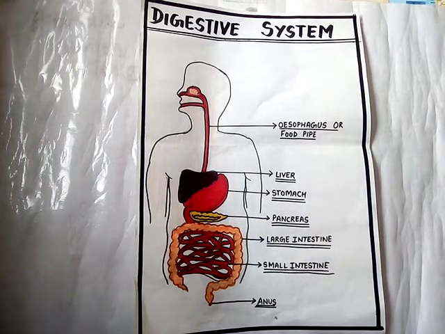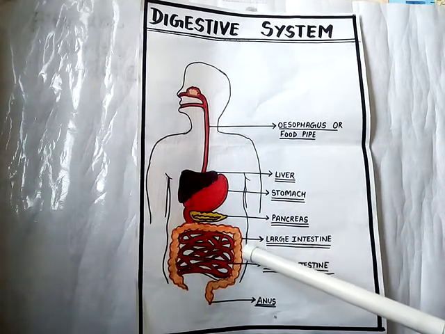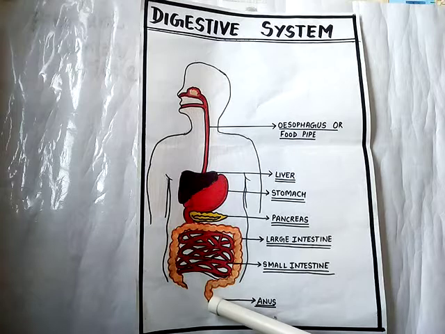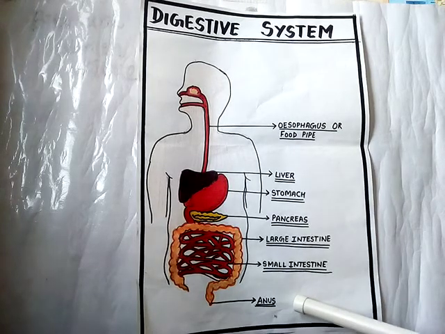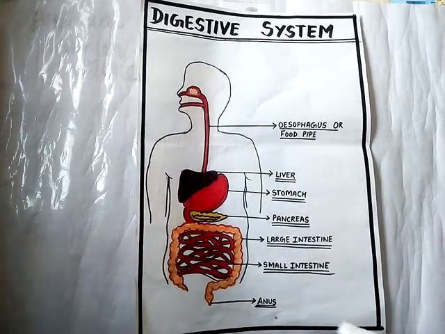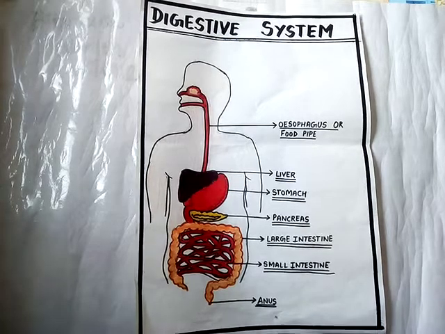There are finger-like projections present in the walls of the large intestine known as villi. They increase the surface area for the absorption of water. The walls of the large intestine absorb water and send it to the kidney for filtration. The solid waste material is thrown out of the body through an opening known as the anus. So let's summarize what we have read today.